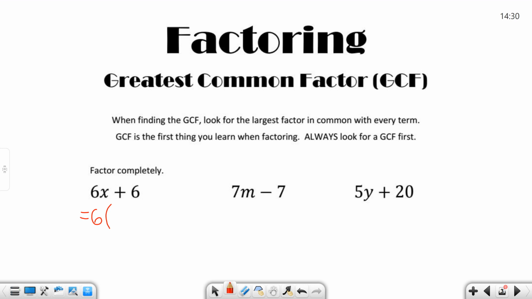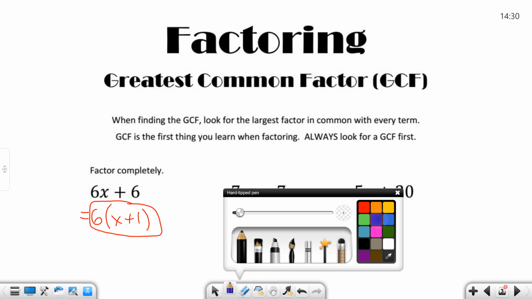So here, 6, and then what's left over? If I divide a 6 out of this, I'm left with what? Good old x. And then what if I divide a 6 out of this? I'm left with what? 1. So x plus 1. If I have two terms here, I've got to have two terms inside here, okay? Unless I could have simplified beforehand. So 6 and then x plus 1.